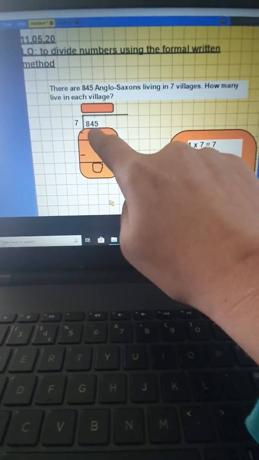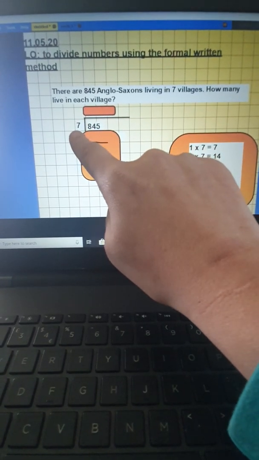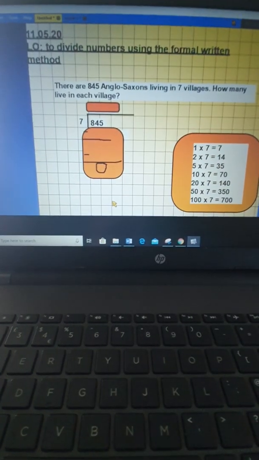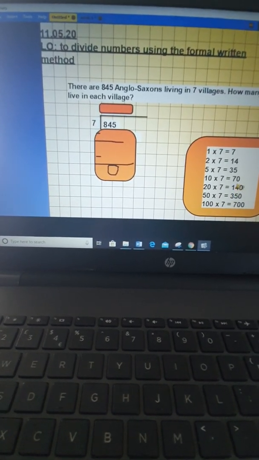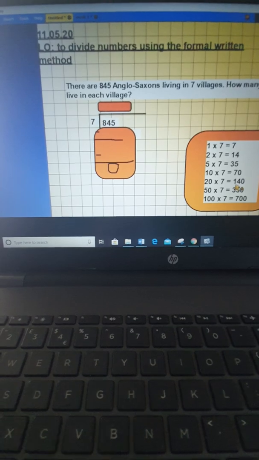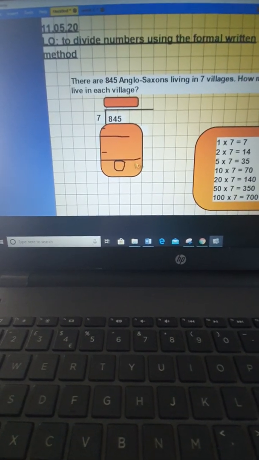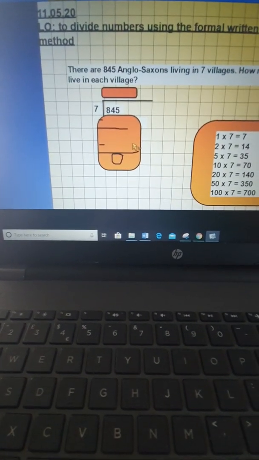So inside is the big number that we're dividing. On the outside is the number you're dividing by, okay? So again, we take away the biggest chunks. If you look down here, the biggest chunk we can take away that's closest to 845 is 700.